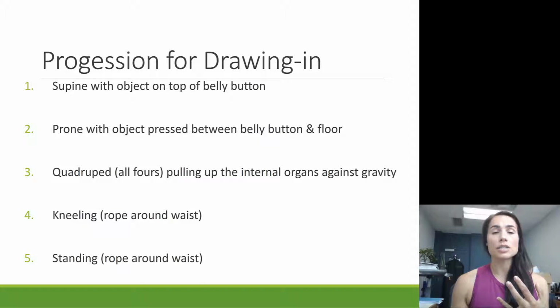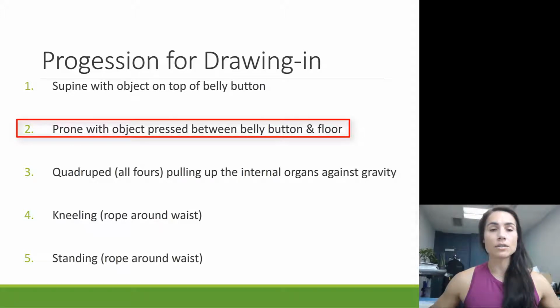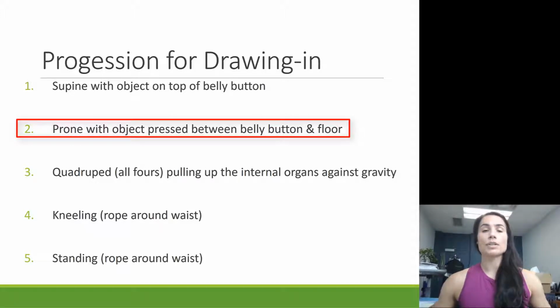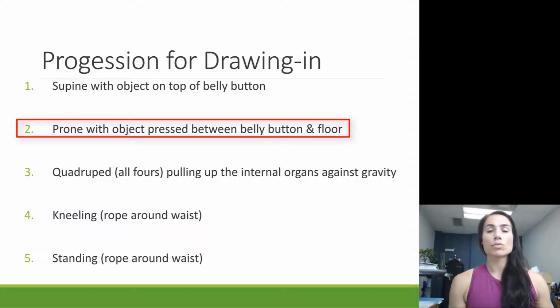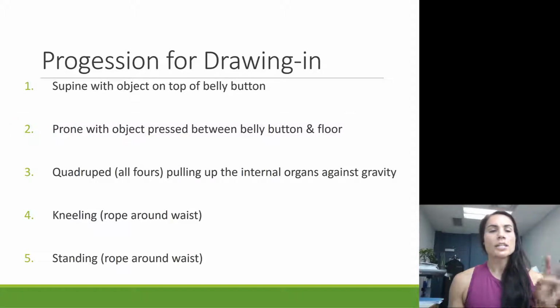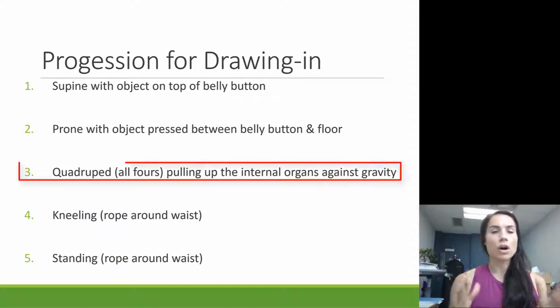Then go into a prone position. Okay, so now you're laying on the floor and you have the object between your belly and the floor. And what you want them to do is draw their belly button in, so if they can get a space between their belly button and the floor, that's perfect. They can understand it, and it's that kinesthetic learning. Step 3 in this is quadruped. So you're going to be on all fours in that tabletop position, and you're going to pull your internal organs against gravity.